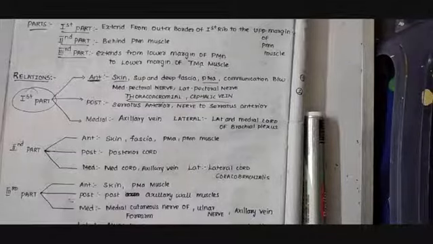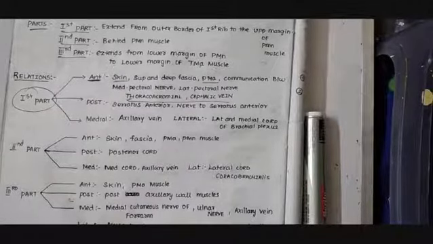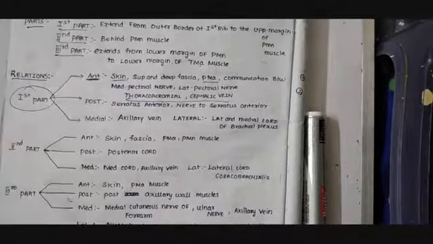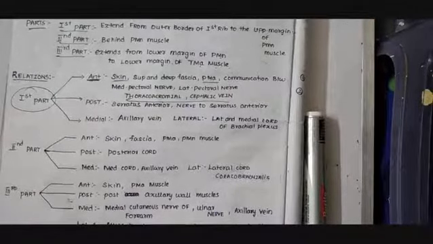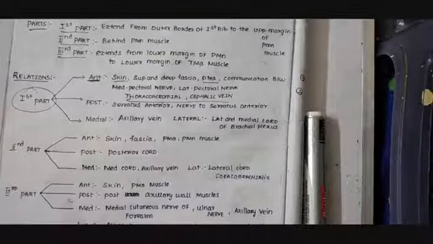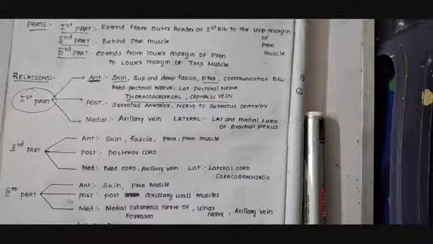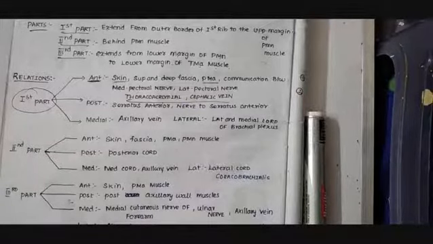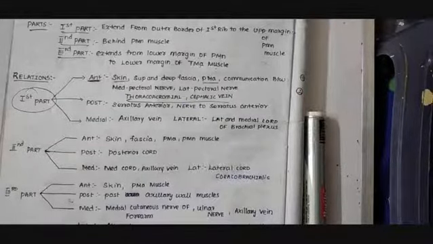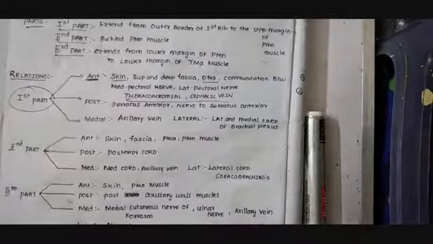Now let us study the relations of the axillary artery in detail. Previously I mentioned the axillary artery has 3 parts, namely first part, second part, and third part. Each part has specifically 4 relations, namely anterior relation, posterior relation, medial relation, and lateral relation. Now let us discuss these relations in detail.